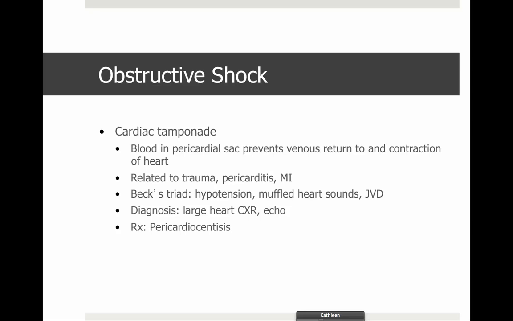In cardiac tamponade, what happens is that you get blood in the pericardial sac, which prevents venous return and contraction of the heart. It's related to trauma, pericarditis, MI. Patients often will have Beck's triad, which is hypotension, muffled heart sounds, and JVD. Diagnosis via chest x-ray, large heart, echo, and treatment is pericardiocentesis.